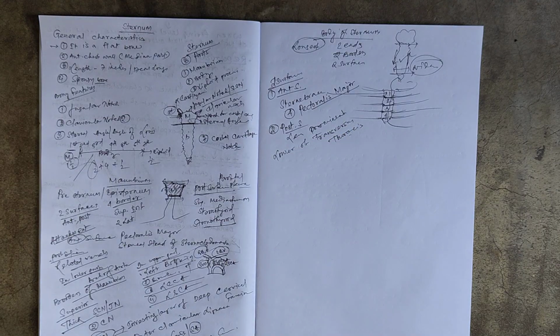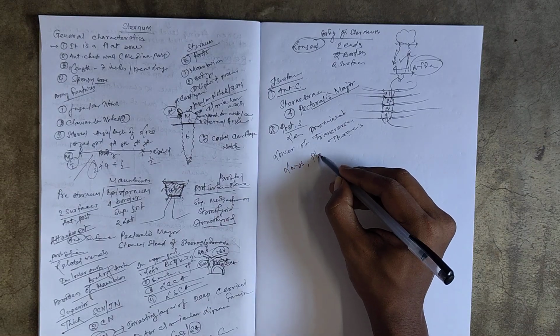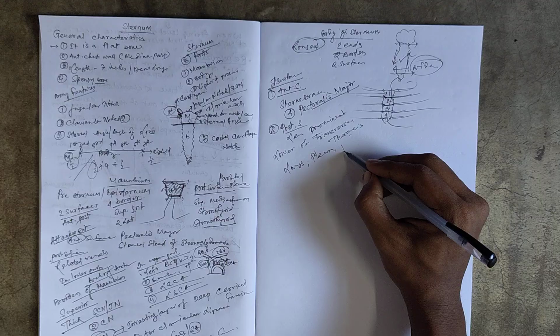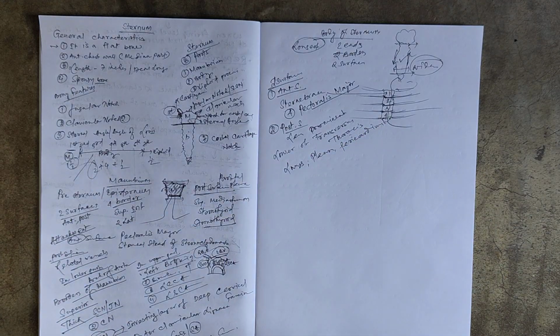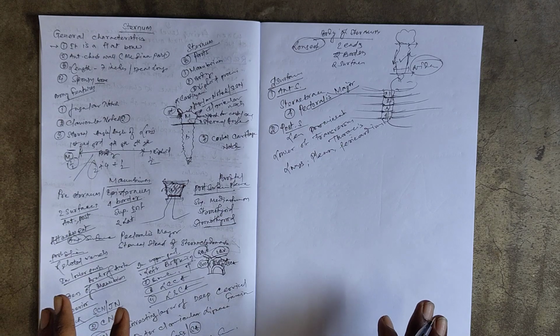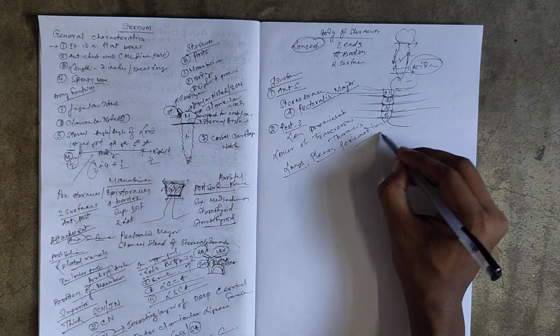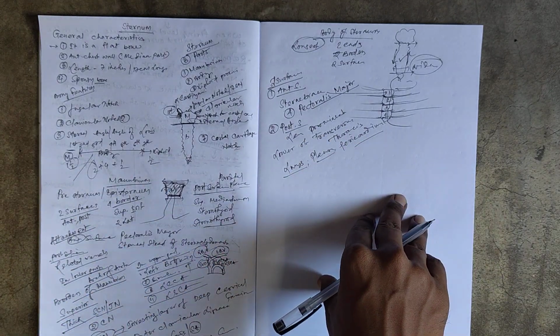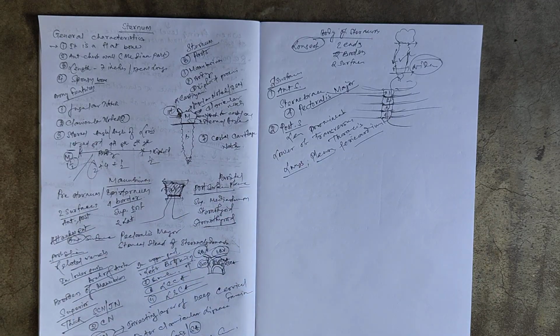And the posterior surface is related to lungs, pleura, and pericardium. The manubrium is related only to the parietal pleura, but in case of the body it is related to lungs, pleura, and pericardium. Now, how it is related we will discuss.